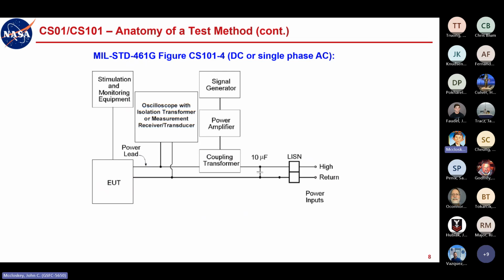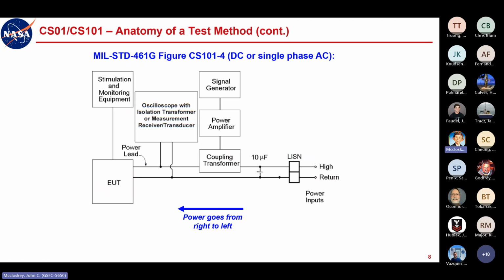So looking at the figure in the MIL standard, specifically for DC or single phase AC, because recall that the MIL standard applies to a wide range of military type platforms, some of which use 3-phase AC. So there's a separate diagram in there for that. But we're looking specifically at DC or single phase AC. So here they draw the diagram with power going from right to left, but otherwise it's the same basic figure.